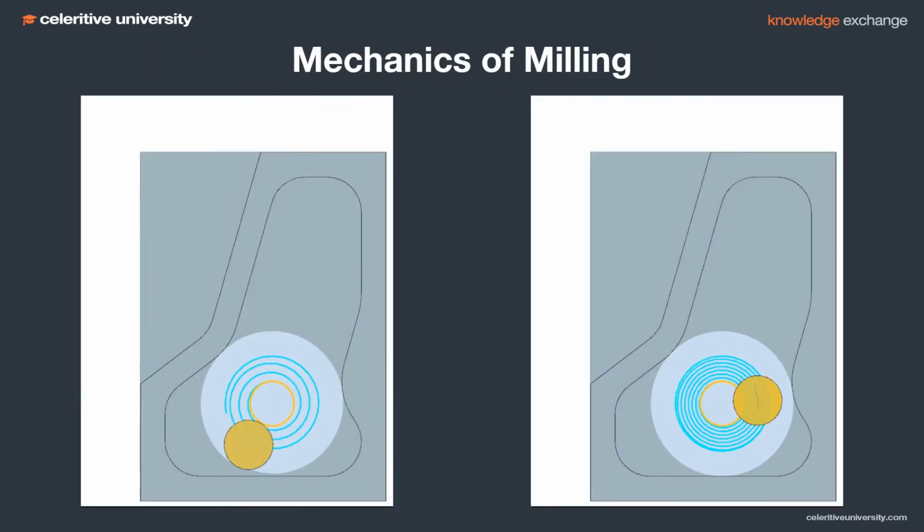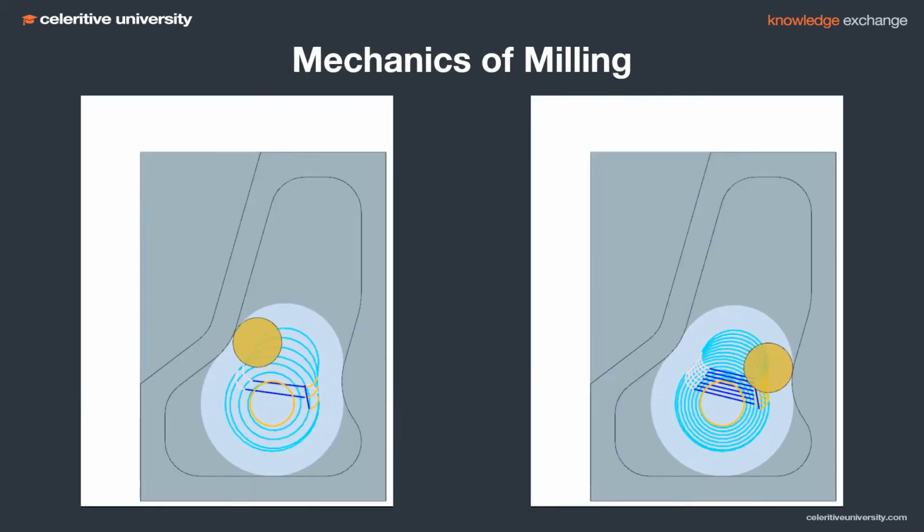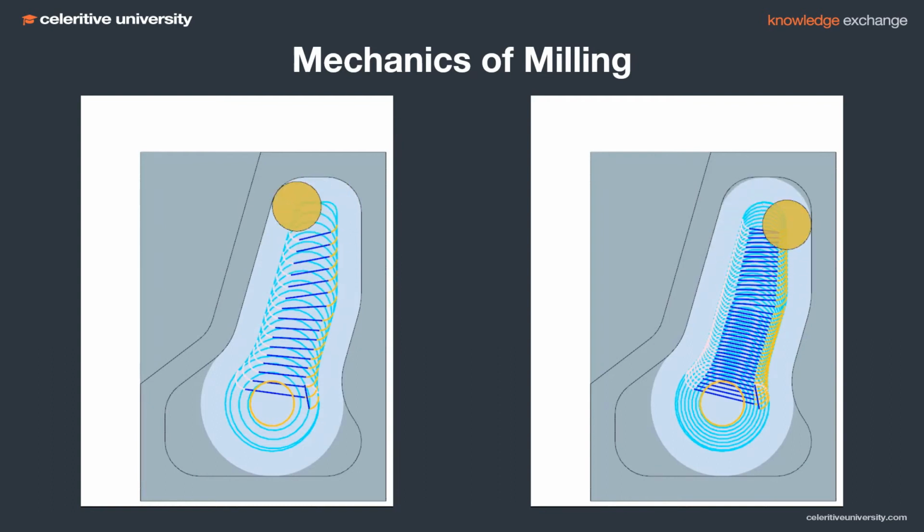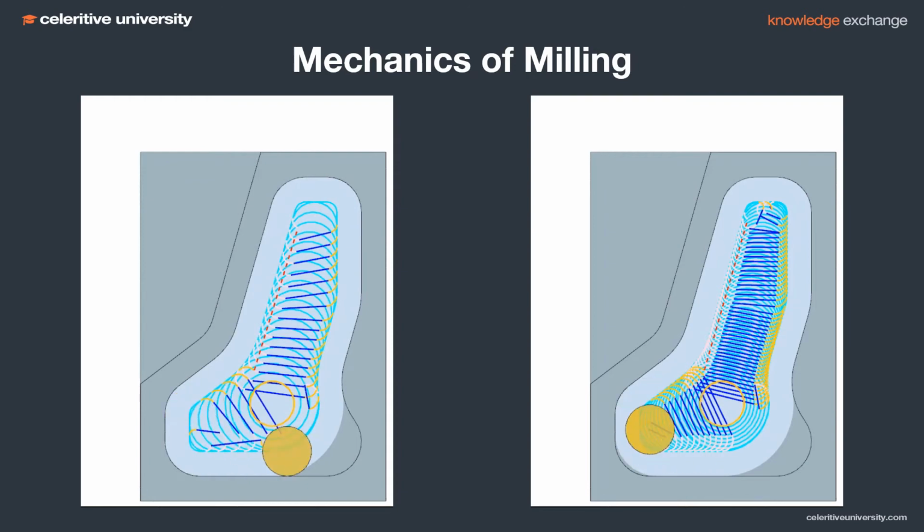These simulations are both Volumill operations using the same tool to cut the same material. As you can see, the operation on the right is feeding faster along the toolpath lines through lighter stepovers. But also notice that the rate of material removal is nearly identical.